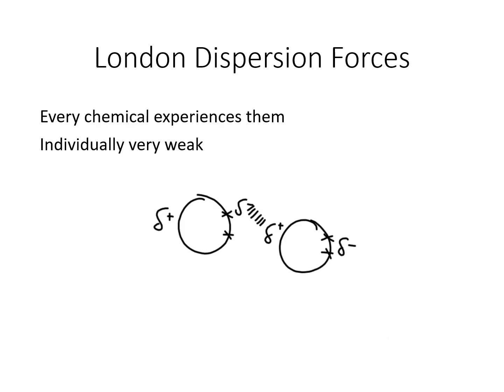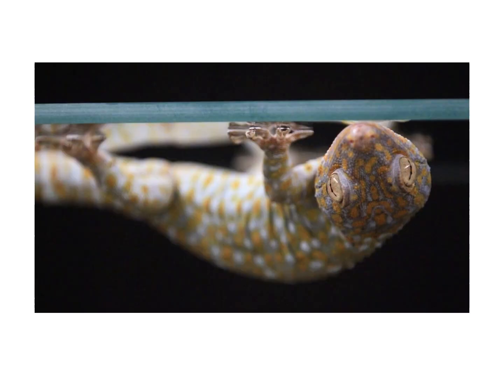So London dispersion forces: every single chemical will experience them, because the electrons in any chemical are moving continuously, and as they do so, you will get a temporary dipole. They are individually very, very weak, but collectively they can be very strong. Which is where the gecko comes in.